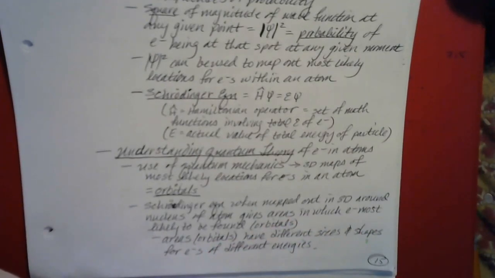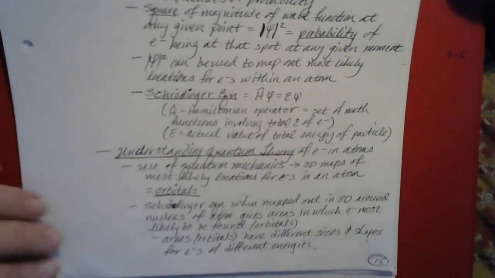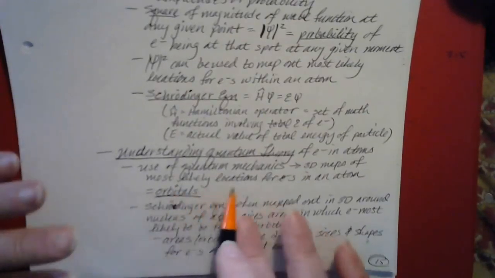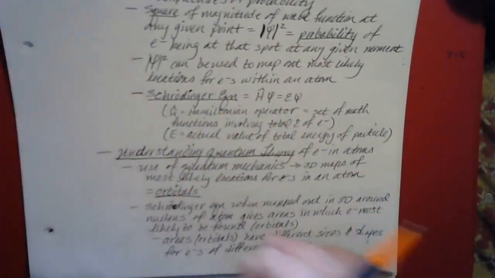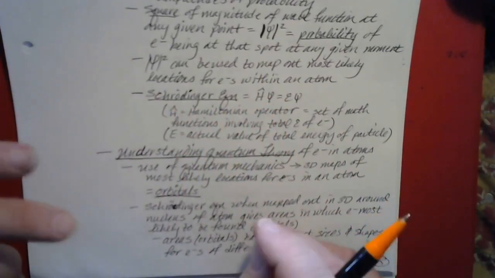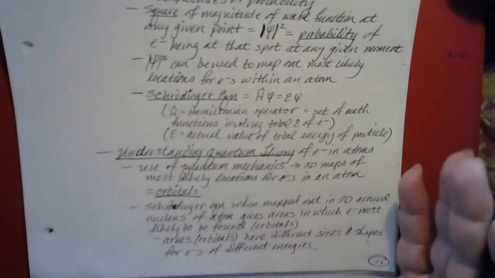So that's a pretty big uncertainty. In other words, we have no idea where that electron is within that atom at any given moment. According to Heisenberg, the electron could actually even be outside the atom by quite a lot. So what we do instead is we use Schrodinger's equation to map out areas where electrons are most likely to be at any given moment.